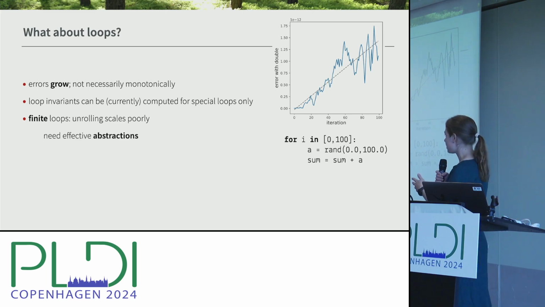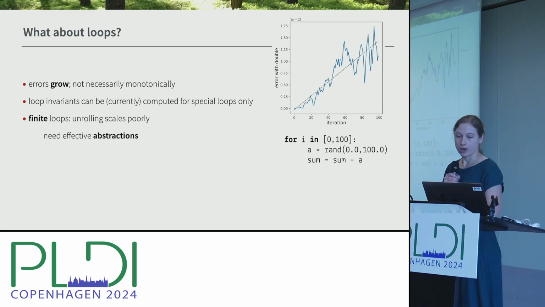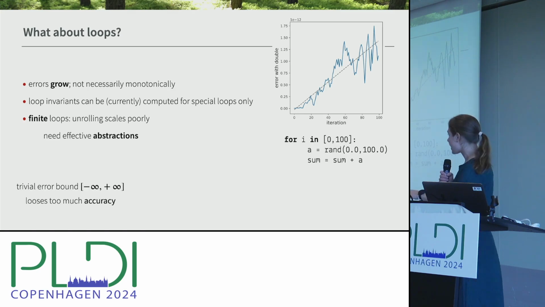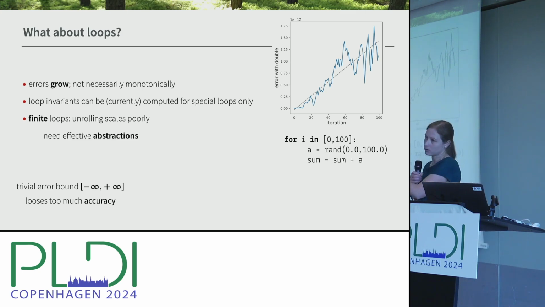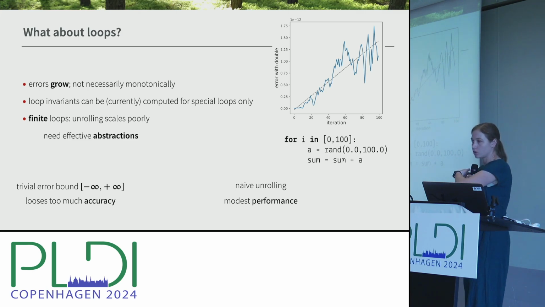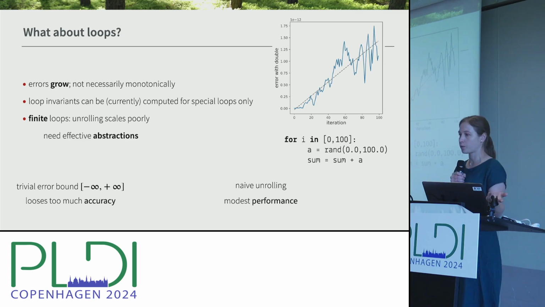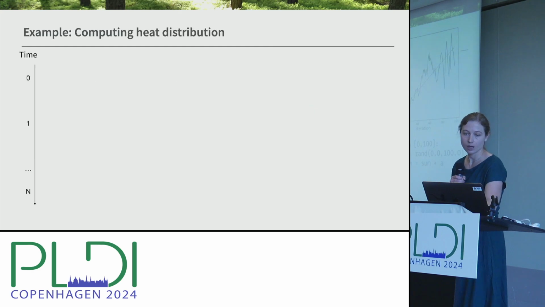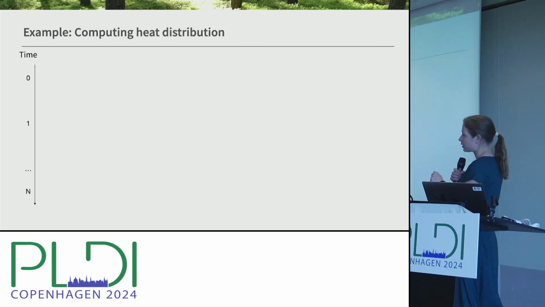So what we want is effective abstractions. Again, there are two sides to this. We can always compute a trivial error bound of -infinity to infinity, but this will lose too much accuracy. Or we can do the naive unrolling, so we just unroll all of the loops, but this will have modest performance. So we're again looking at something in between. And we're going to look at very specific kinds of programs with loops, and I'm going to illustrate what we want to do with an example.